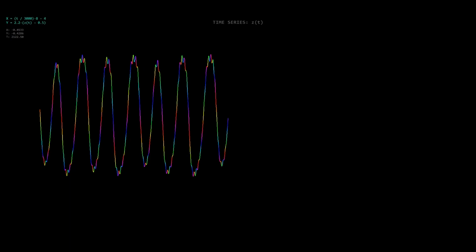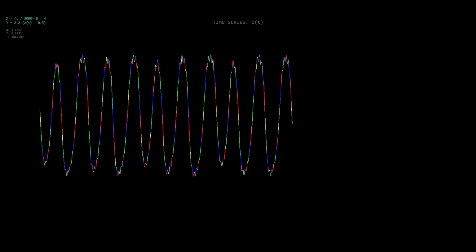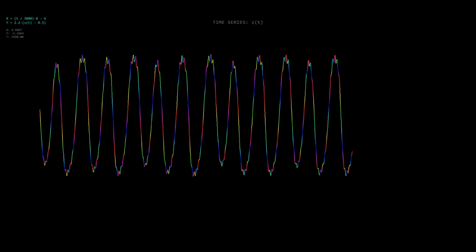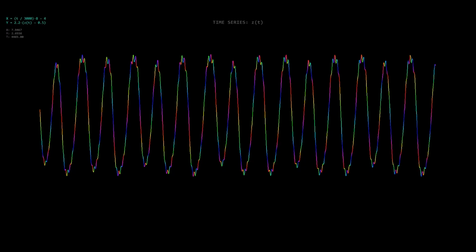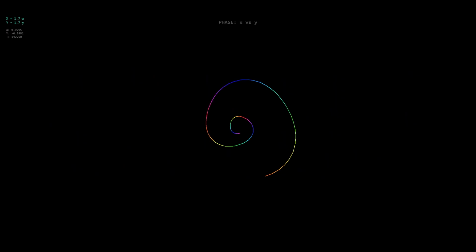The second scene shows x of t as a chaotic time series. Sharp peaks and dips flash across the screen, revealing how violently the system swings horizontally. The irregular spacing of these spikes is a hallmark of deterministic chaos.